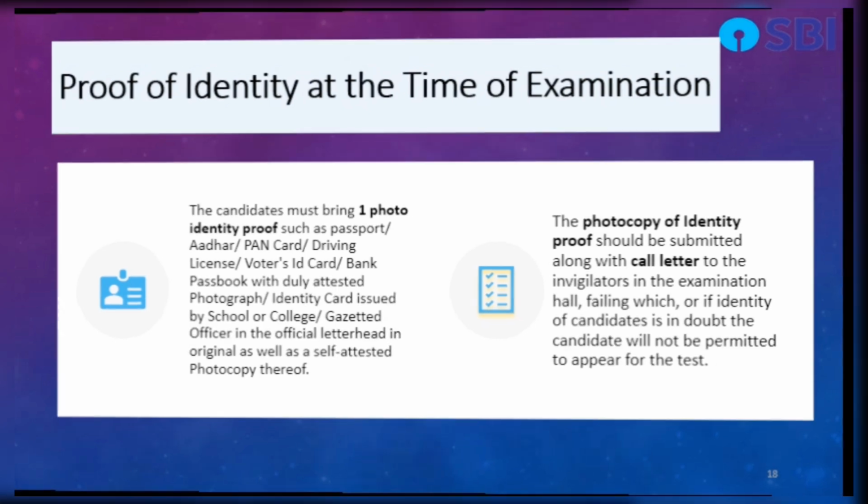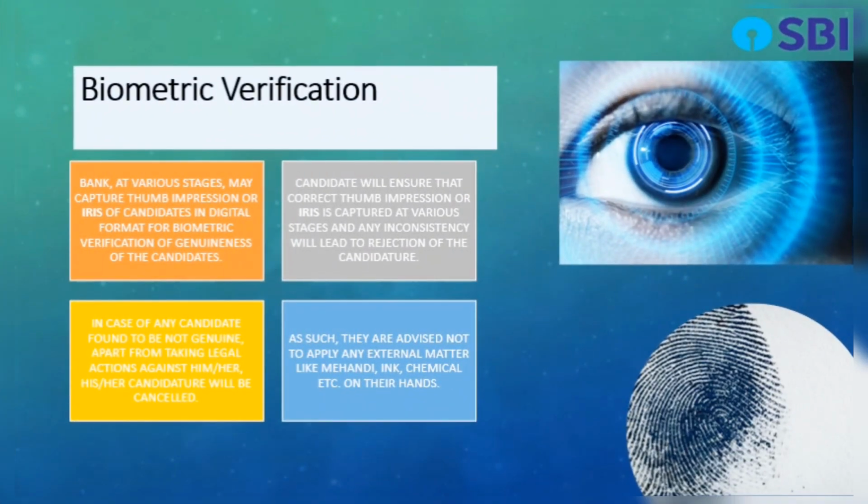Biometric verification. The bank at various stages may capture thumb impression or iris of candidates in digital format for biometric verification of genuineness of candidates. Candidates will ensure that the correct thumb impression or iris is captured at various stages, and any inconsistency will lead to rejection of the candidature. In case any candidate is found to be not genuine, apart from taking legal action against him or her, his/her candidature will be cancelled. As such, they are advised not to apply any external matter like mehendi, ink, chemical, etc. on their hands.